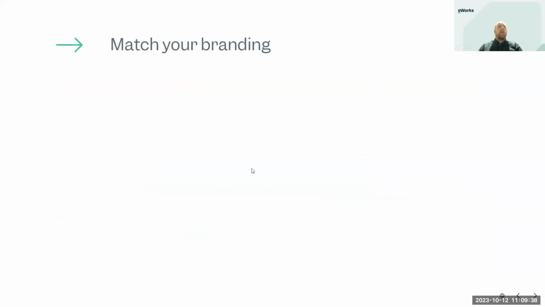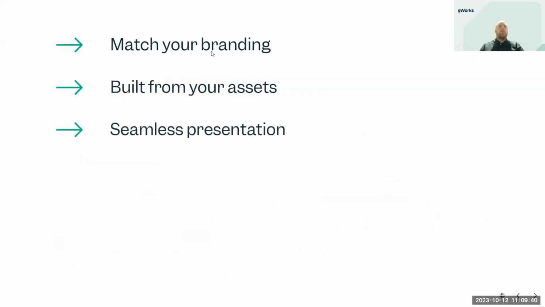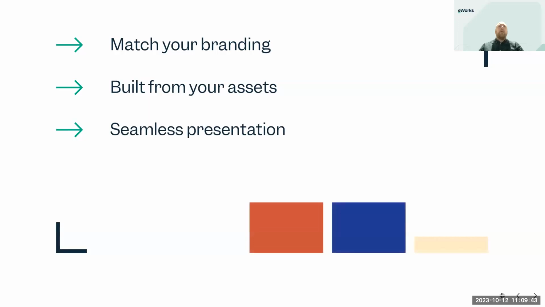So another part of the design is branding. At eWorks, at the start of each project, we gather assets such as logo files and style guides from our clients, and we use these to make custom templates that match our clients' branding. So the ideal that we are aiming for is to create something that's indistinguishable from a product that was created by our client's team, and can be seamlessly presented with the rest of their content. So every eWorks build is therefore a little bit different, and customized to our clients' needs.